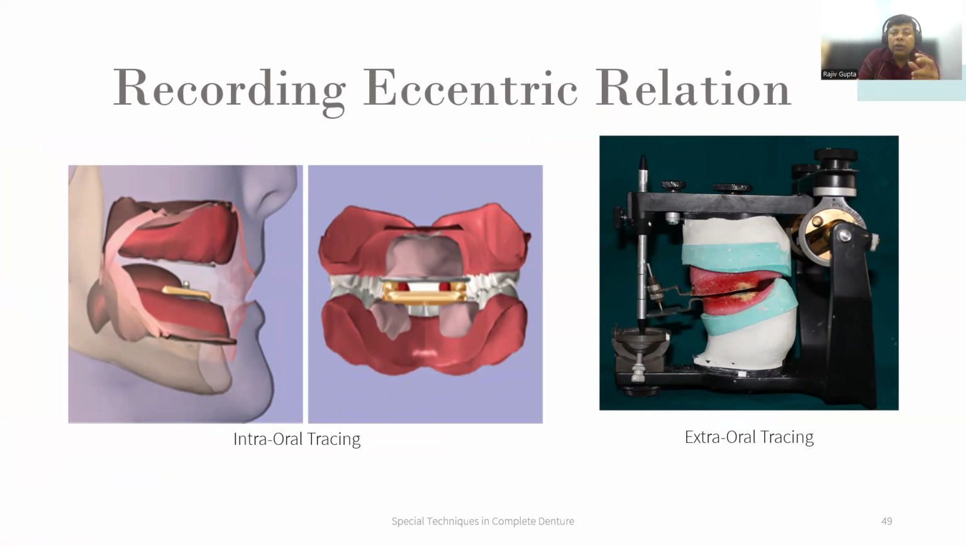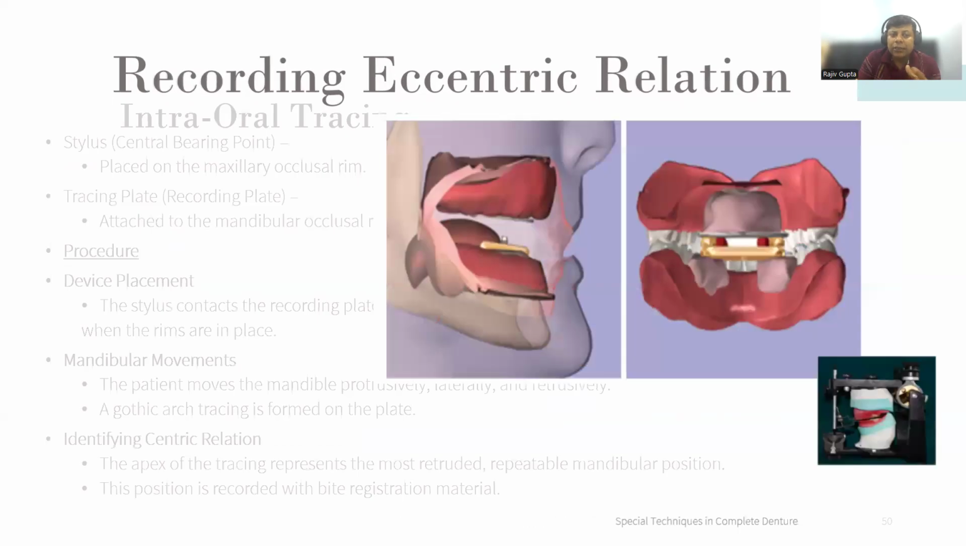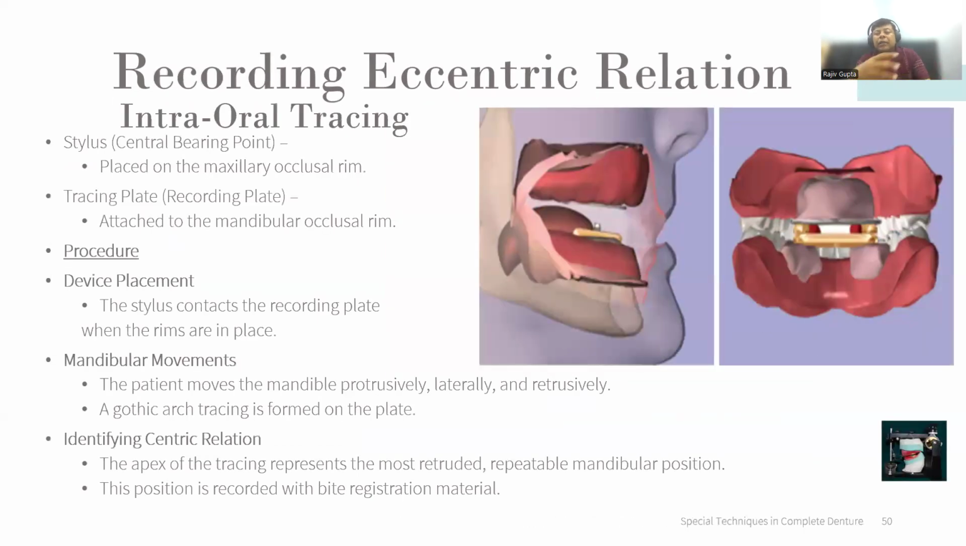But coming to the method which is used with the semi-adjustable articulator, we use tracers. This is a little beyond the scope of BDS. Mostly we talk about this with postgraduates, but for theoretical purposes, we should know these tracers also. We can have two types of tracers: intraoral tracers and extraoral tracers. As the name suggests, intraoral tracers means all tracing is done inside the mouth and we are not able to see it from the outside.